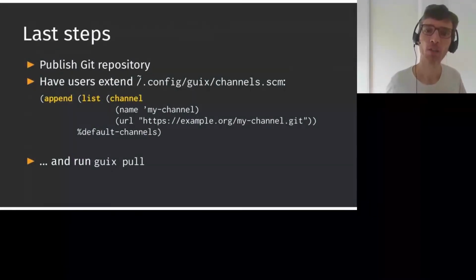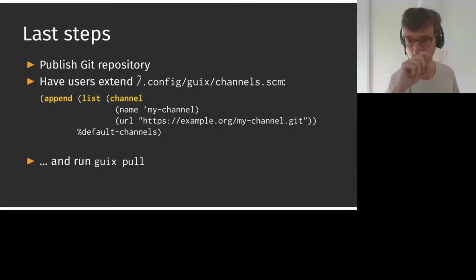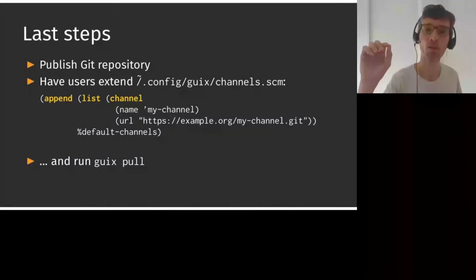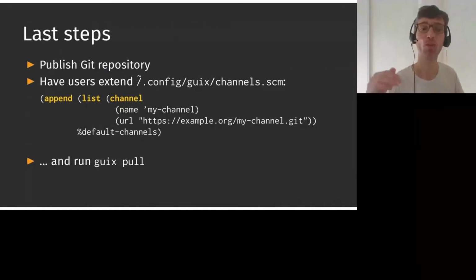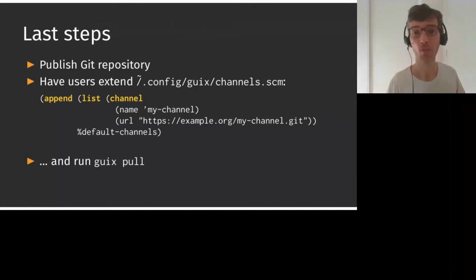And then users who want to use your package would need to specify an additional channel in their config file, in their channels.scm file. Using this snippet, basically you say, I want to append this list of one channel to the default Guix channels. And from there, they can run guix pull, and that will give them your channel in addition to the default channels. And they can install hello-trex from there.